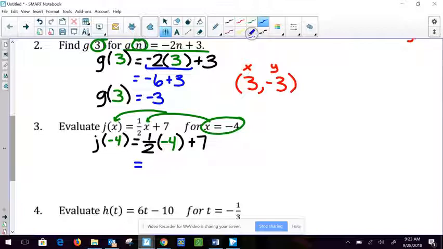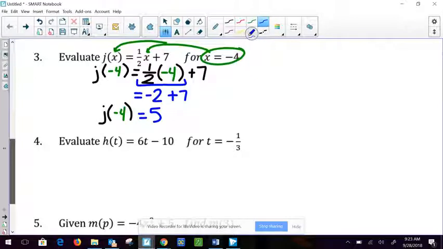Again, on the left-hand side, that j of -4 is just telling us this j graph evaluated at -4. So what is 1/2 times -4? Another way to think of it, what is 1/2 of -4? Good job, -2. Plus 7. I still have that plus 7 in the end. What is -2 plus 7? Awesome, 5. So that tells me that j evaluated at the value -4 gives me 5.